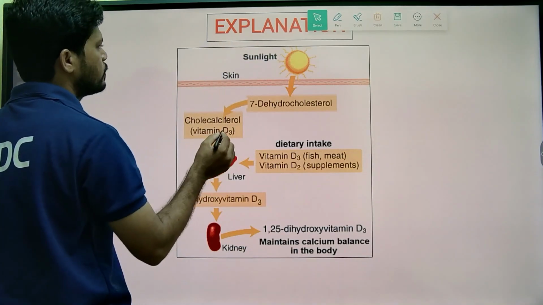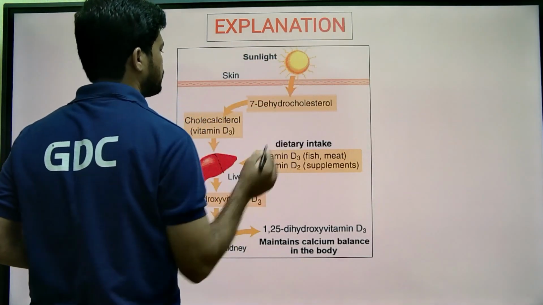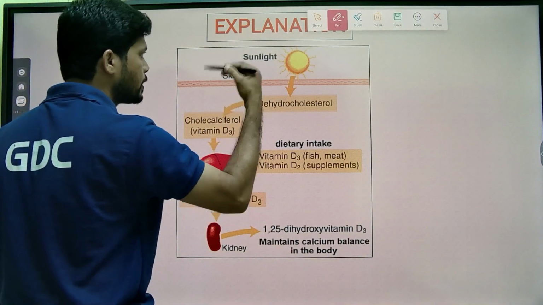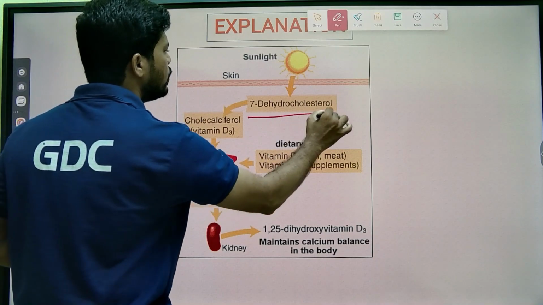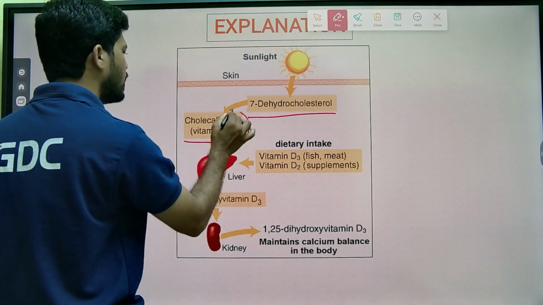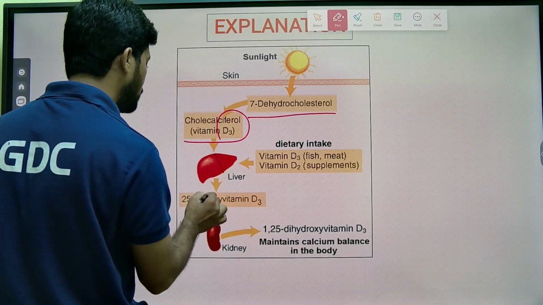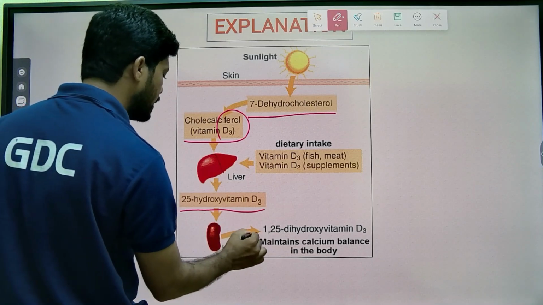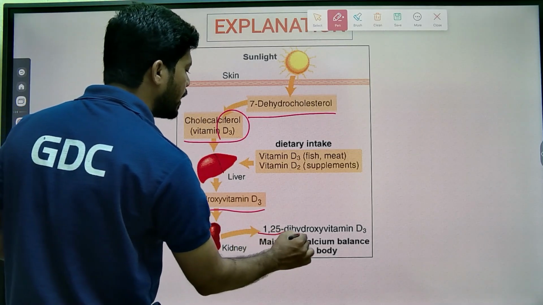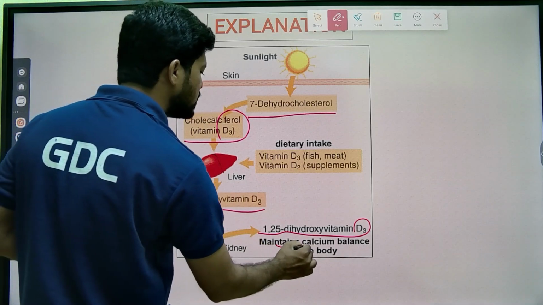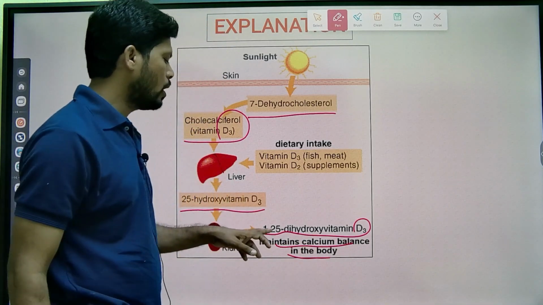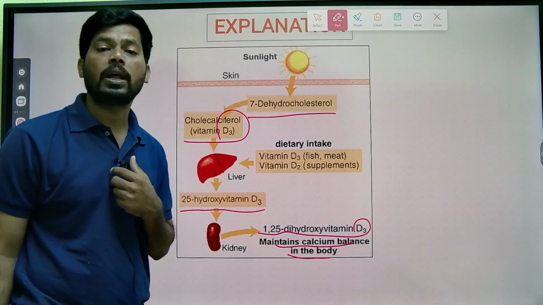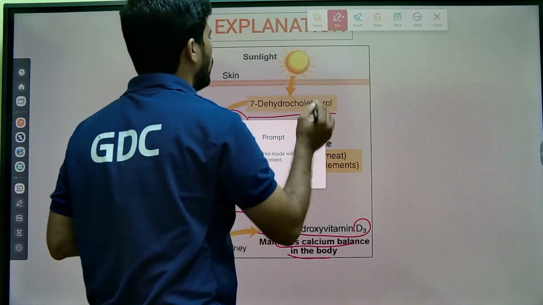Let's see the explanation. When our skin is exposed to sunlight, 7-dehydrocholesterol converts to cholecalciferol, vitamin D3, and this enters into the liver. In the liver, it converts to 25-hydroxy vitamin D3, and in the kidney, it converts to 1,25-dihydroxy vitamin D3, which maintains calcium balance in the body. So 1,25-dihydroxy vitamin D3 regulates calcium balance in the body. That is the answer.